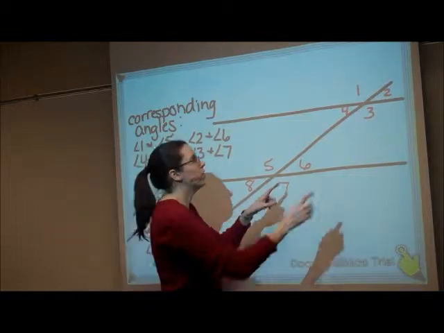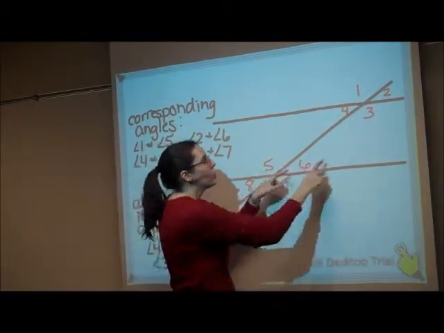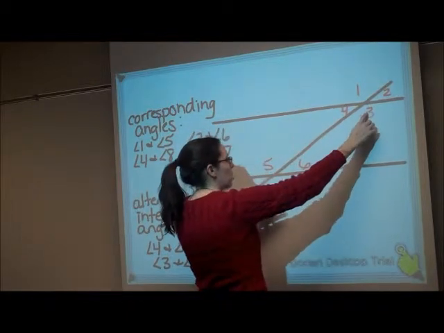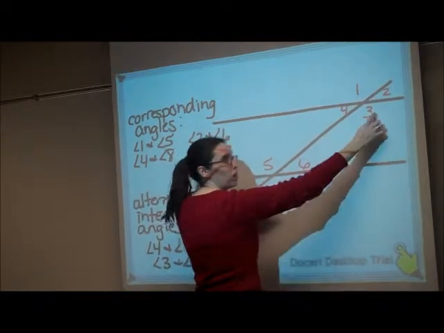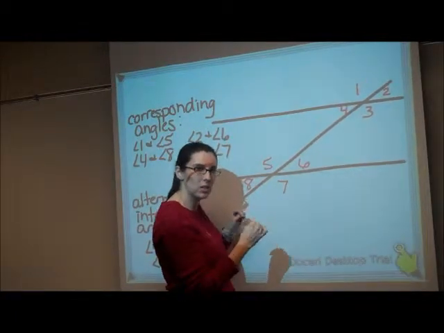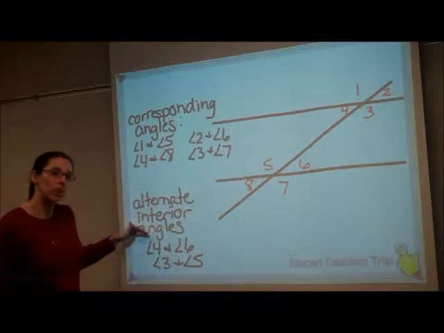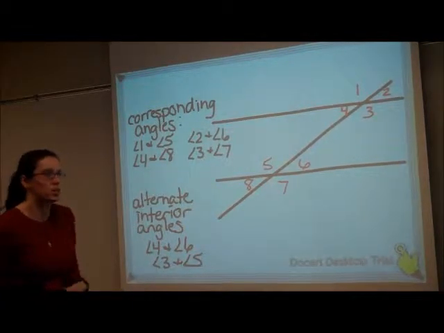We also have angles 2 and 6 are corresponding. They are both in the top right. 3 and 7 are in the bottom right of their sets, and 4 and 8 are in the bottom lefts. Okay? Now, we also want to look at alternate interior angles.